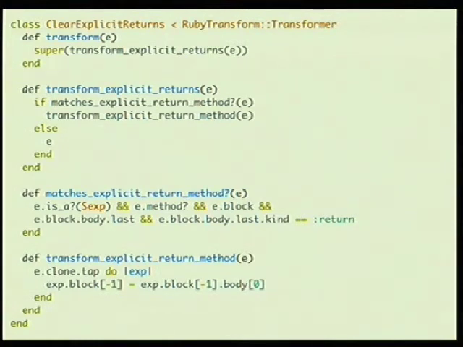And so when it matches, it's going to go down to the bottom. And there's a couple different ways you could do this, of course. In this case, I'm basically taking the original AST, and I'm going to clone it, but I'm going to just take the last line, and I'm basically going to replace that return node with the contents of the return node. So I'm just removing that return from the method.